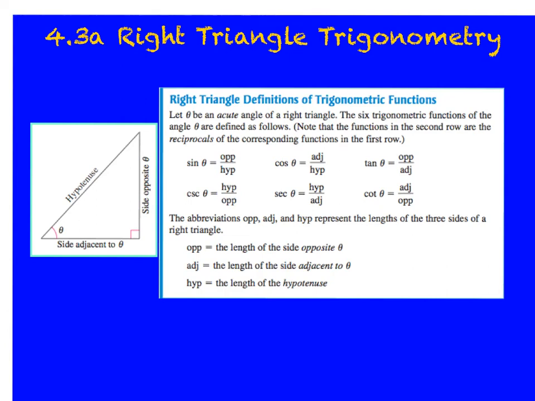All right, so 4.38, right triangle trigonometry. So I'd like you to all draw out this little triangle right here. If we have a theta, our angle measurement of whatever angle we decide it to be, this is my adjacent side. Adjacent means what? Next to. And then this is my opposite side. Opposite means across from. And this is my hypotenuse.